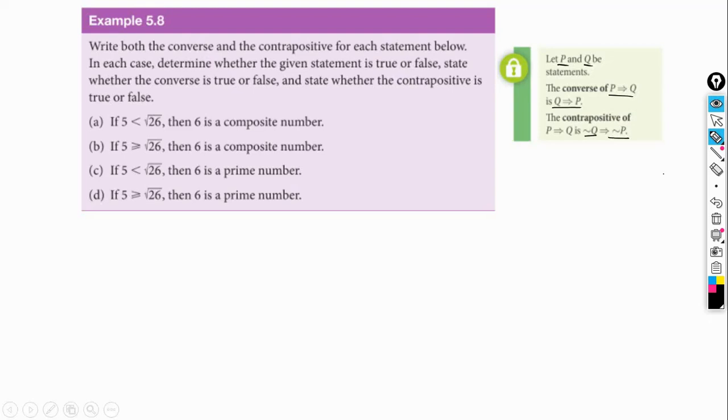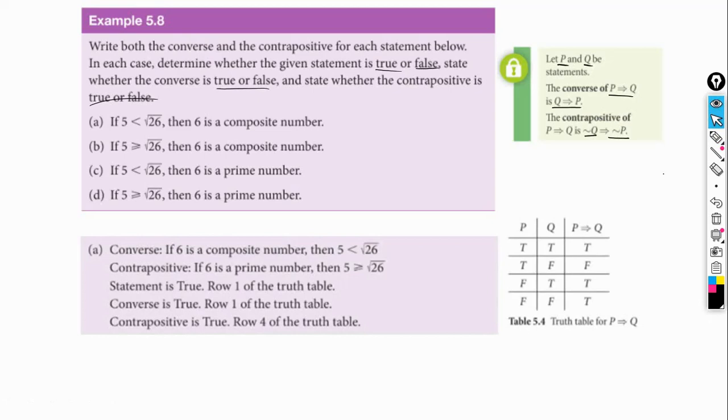And it says, write both the converse and the contrapositive for each statement below. In each case, determine whether the given statement is true or false, state whether the converse is true or false, and state whether the contrapositive is true or false. So let's start with letter A.